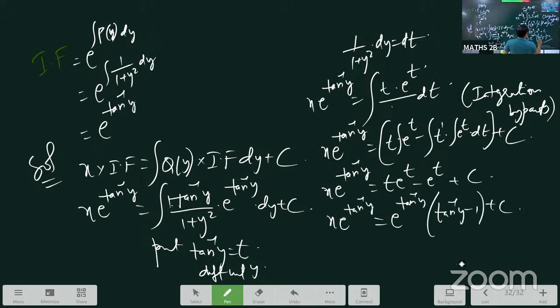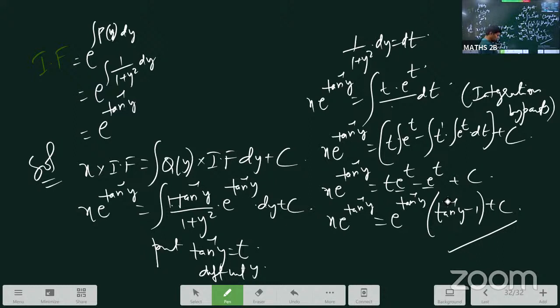Now x e power tan inverse y equals e power tan inverse y into tan inverse y minus 1, plus c. I'm taking e power t common, and what is t we considered? e power tan inverse y. So this is your perfect complete answer, and this is very, very important for 2 marks, and many times he asked it also. Is it clear?